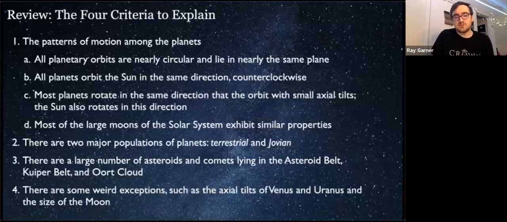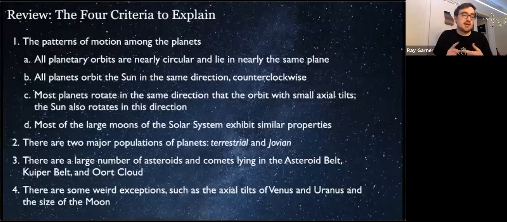And then most of the large moons of the solar system, those big spherical ones, exhibit similar properties to the solar system, just in their orbits around their planets. We also have two populations of planets: terrestrials, Mercury, Venus, Earth, and Mars, and the Jovian planets, the gas giants, Jupiter, Saturn, Uranus, and Neptune. There's also a lot of asteroids and comets. The asteroids sit in the asteroid belt between Mars and Jupiter. The comets tend to stay out in the outer solar system beyond Neptune and the Kuiper belt, or the spherical distribution called the Oort cloud.